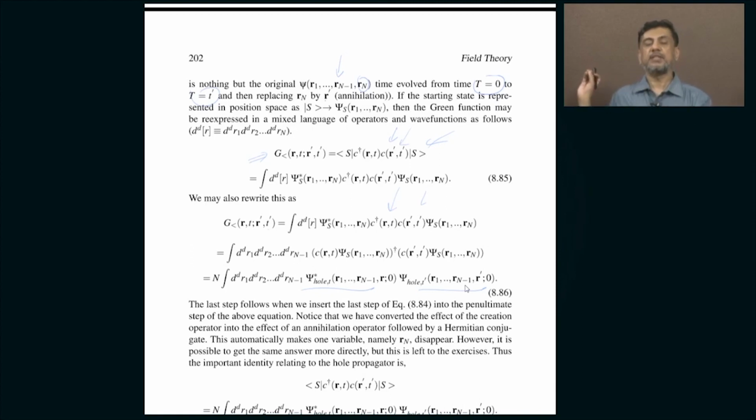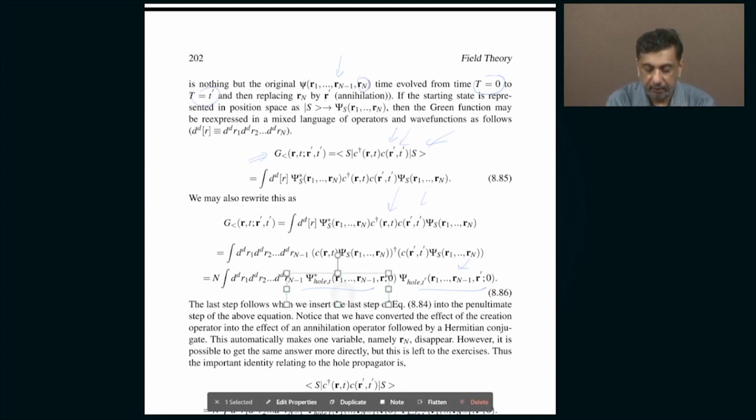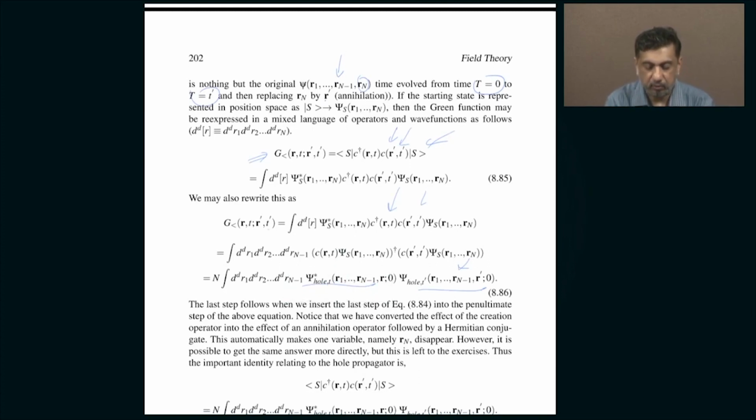So see, when you insert at r and time t, you get a certain whole wave function, but if you insert at r dash at time t dash, you get a different whole wave function. So the whole Green's function is basically the quantum mechanical overlap between these two states, which is what this is. Quantum mechanical overlap means you take the complex conjugate of the second wave function multiplied by the first, and then integrate over all the dynamical coordinates, namely the positions of the particles r1, r2 up to.